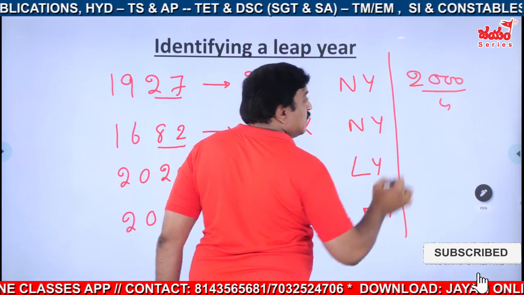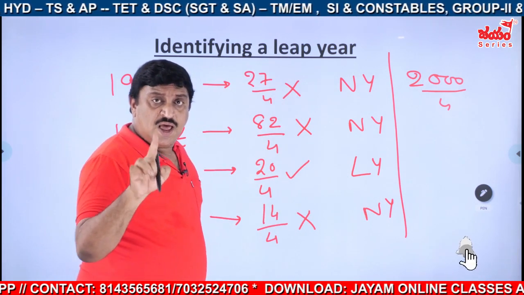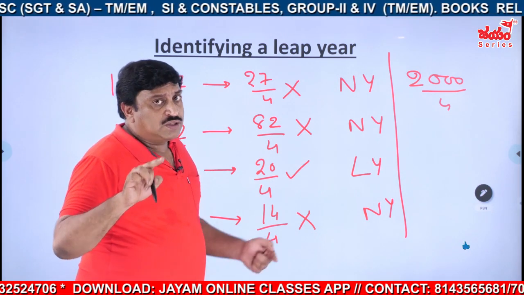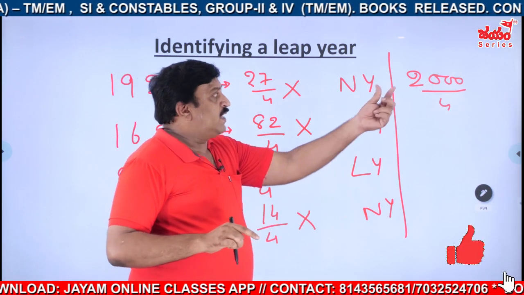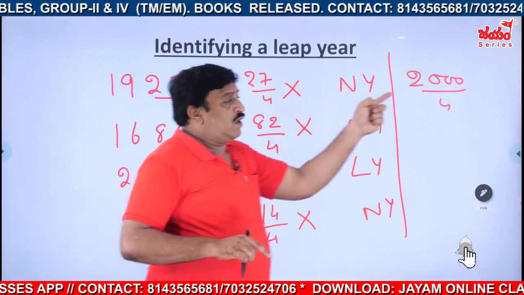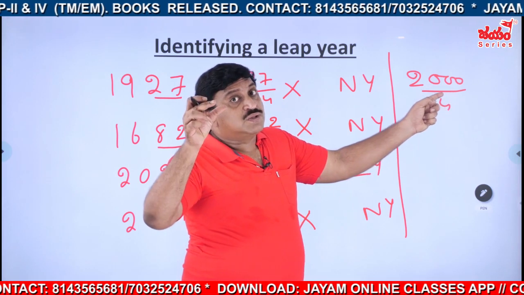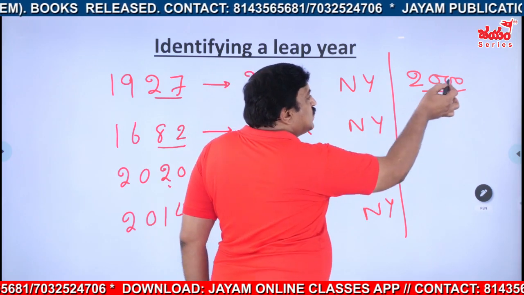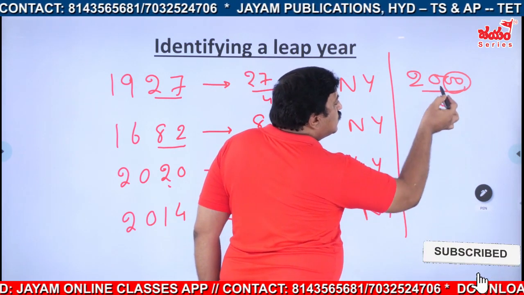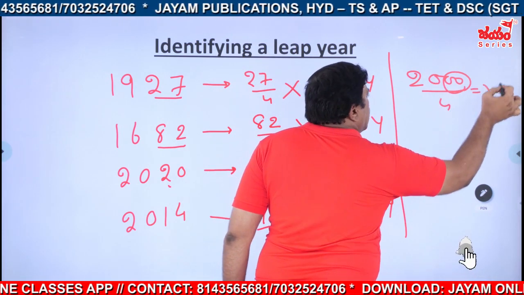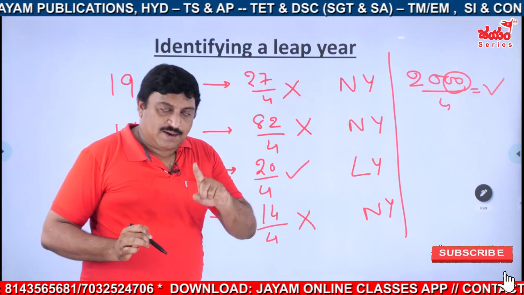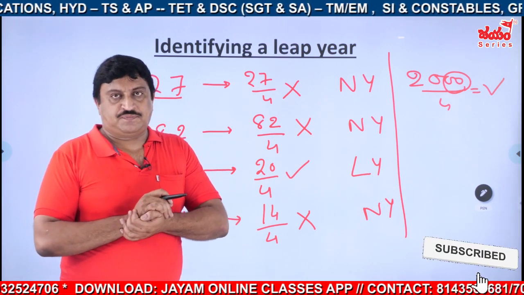2000, is it divisible by 4? I said the divisible condition is that the last two digits must be divisible by 4. So what is the divisibility rule of 4? Either the last two digits are divisible by 4, or the last two digits must be 2 zeros. So these 2 zeros are present. Definitely it is divisible by 4. So since it is divisible by 4, it is a leap year. But there is a condition.